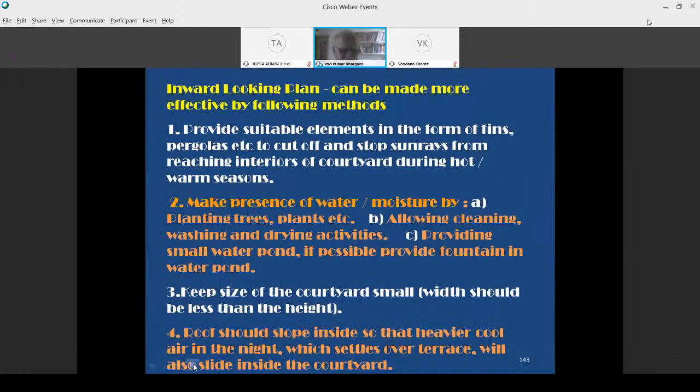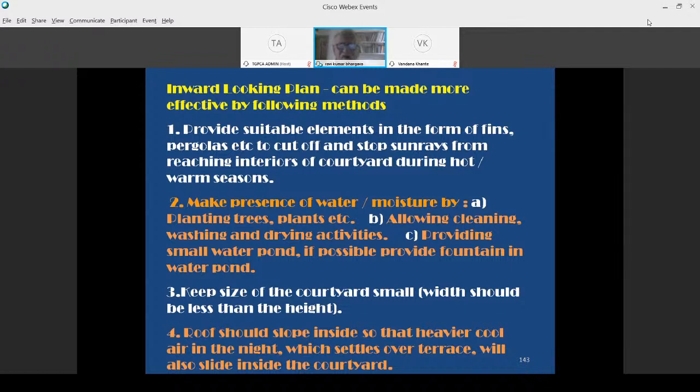Then, when we have an inward-looking plan with a central courtyard in the center, this central courtyard can be made more effective by allowing the presence of water there. In a normal residential building, if you have cleaning and washing activities, or allow clothes to dry there, it will ensure the presence of moisture. When exposed to heat, evaporation will be there and the cooling will become better.